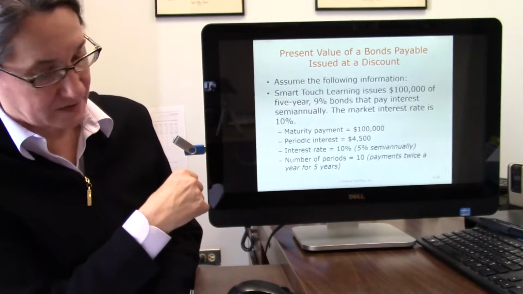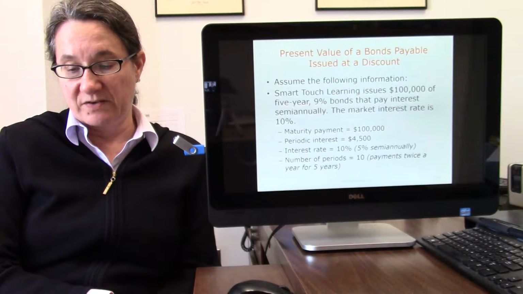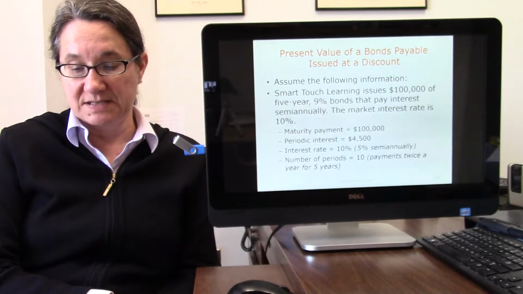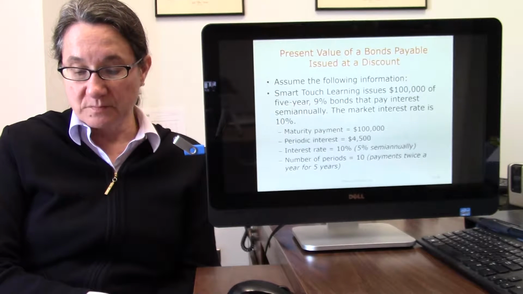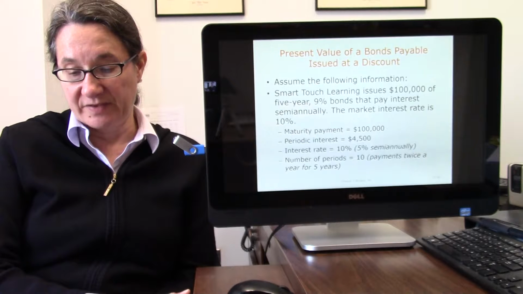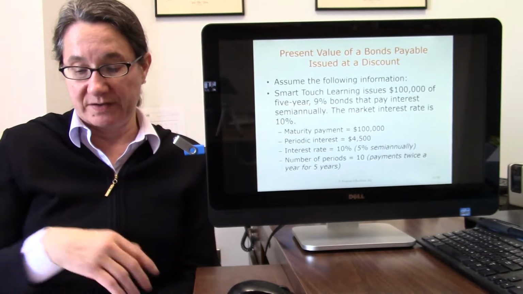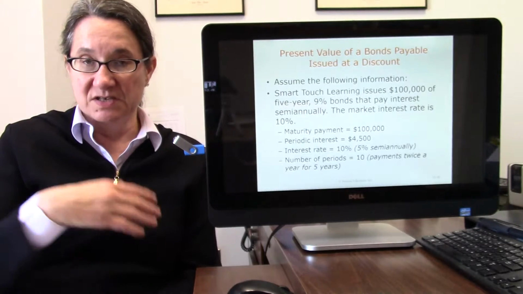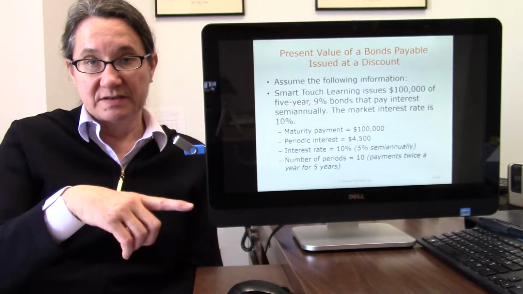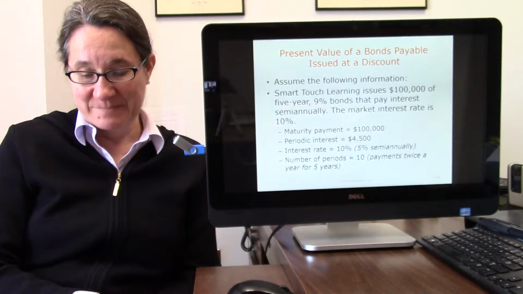So let's do this. Assume the following information. Smart Touch Learning issues $100,000 of 5-year 9% bonds that pay interest semi-annually. Market interest rate is 10%. Maturity payment equals $100,000. Periodic interest, $4,500. Interest rate is 10%, 5% semi-annually. Number of periods, 10, twice a year for 5 years. So now you can use those tables to figure out what that bond's worth. Pretty cool, huh?